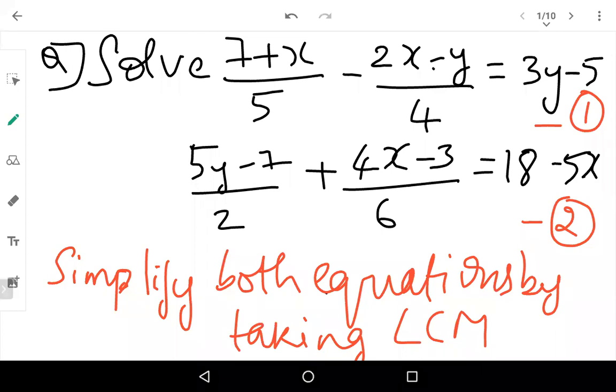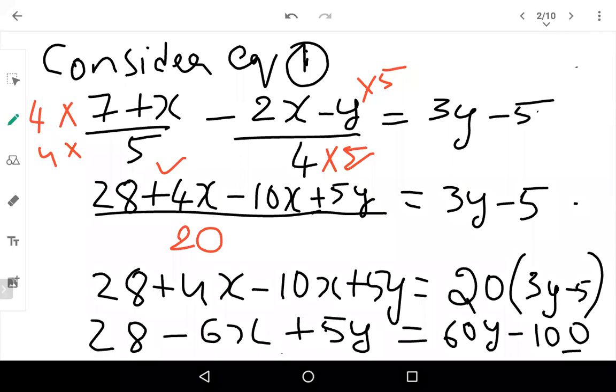So we have equation 1 given and then equation 2 given, but these are in a little different format than the normal equations. So first you have to take the LCM of both the equations and simplify them. So we will consider equation number 1 and find the LCM. The LCM of 5 and 4 is 20. So I'm going to multiply the numerator by 4 and also the denominator by 4. And for the other expression, I multiply by 5, for numerator as well as denominator.